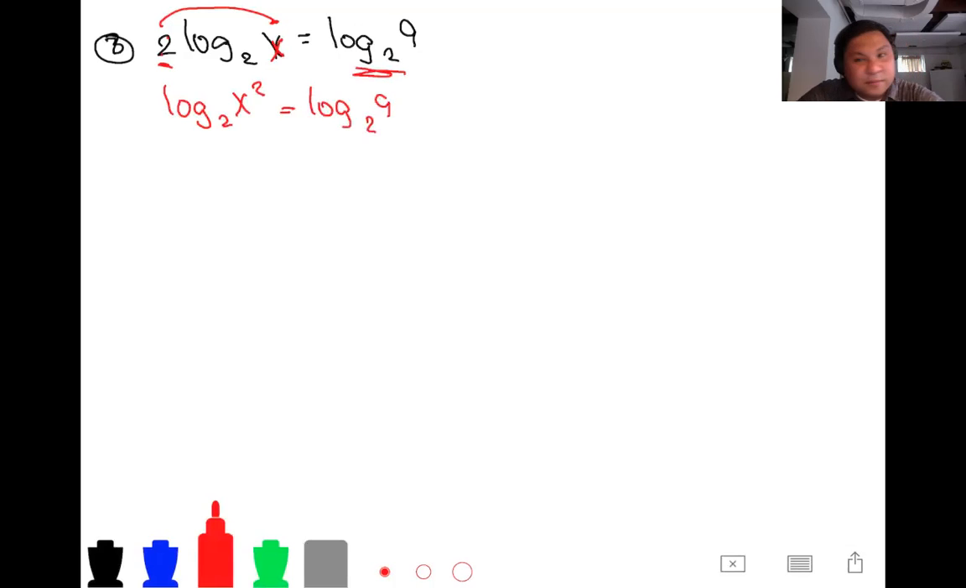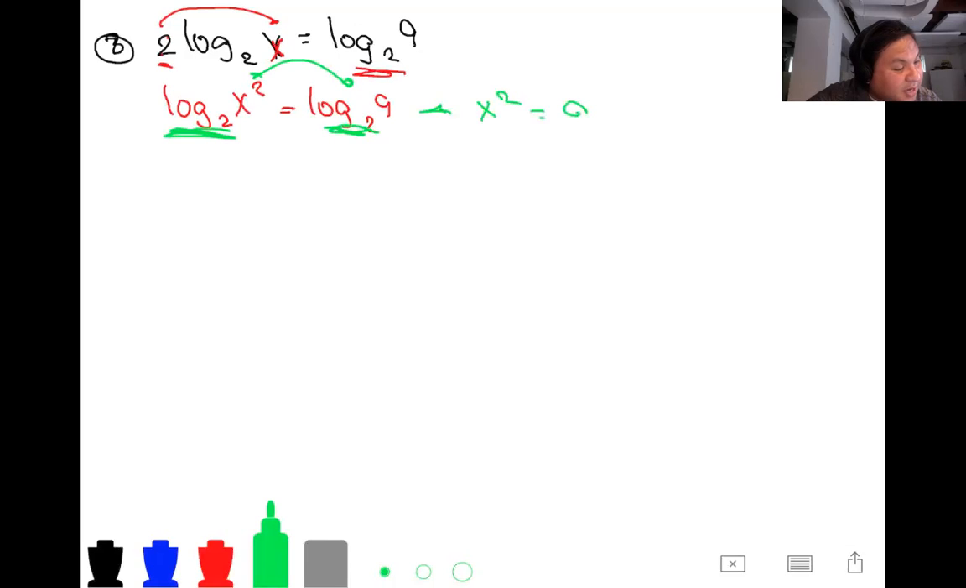Right. Now for some of you, and I do notice this, what they would usually do is they treat this like exponential equations. Oh, look, this is logarithm to the base 2. This is also logarithm to the base 2. So therefore, x squared is equal to 9. We take the square root of both sides. So x is equal to either positive or negative 3. All right? So that is one way of looking at it.